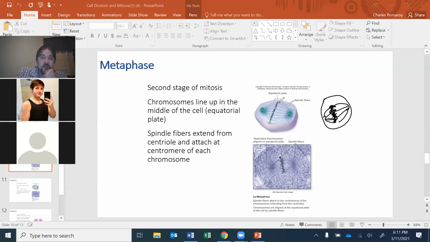Then these protein fibers will contract. The word contract basically means they will shorten up.